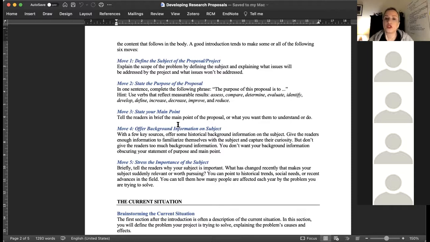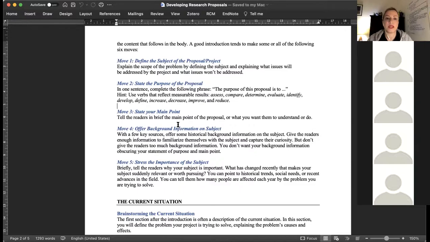Okay. Number 4, it offers background information on the subject with a few key sources. It offers some historical background information about the subject. It gives readers enough information to familiarize themselves with the subject and capture their curiosity. But don't give the readers too much background information. You don't want your background information somehow masking or obscuring the main purpose and main point of the project.